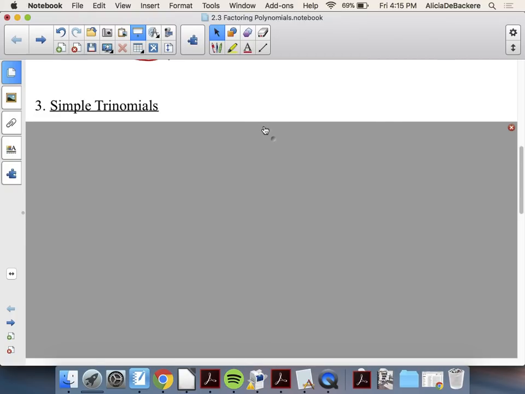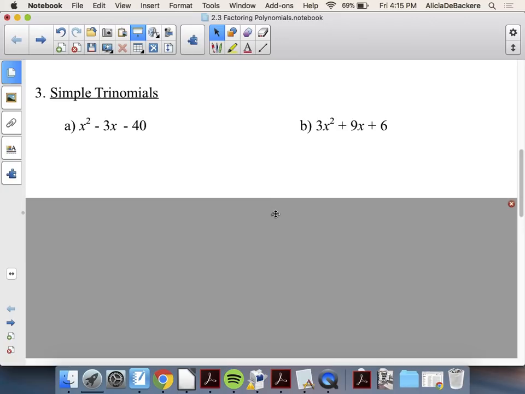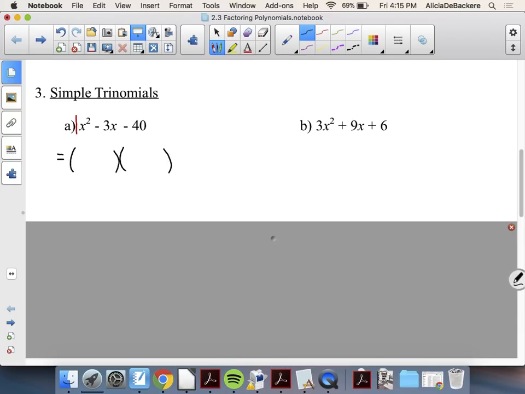All right, our third type is simple trinomials. Some of you have seen some of this in the homework so far. A simple trinomial is special because there's a 1 in front of the x squared. So when I look at example A here, I see that there's a 1 in front of the x squared, and that's what makes this simple. All I have to do then is try to figure out what were in the two brackets that multiplied together and simplified out. So I collected the like terms, and I got x squared minus 3x minus 40.